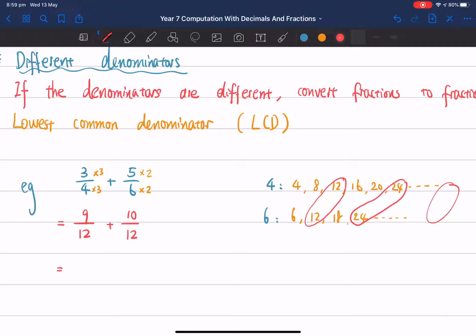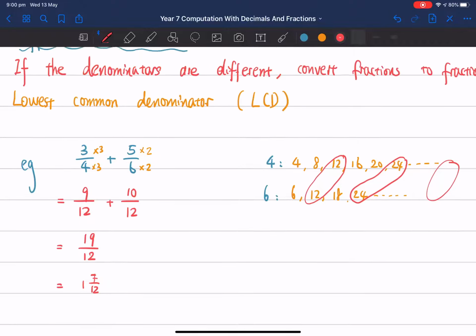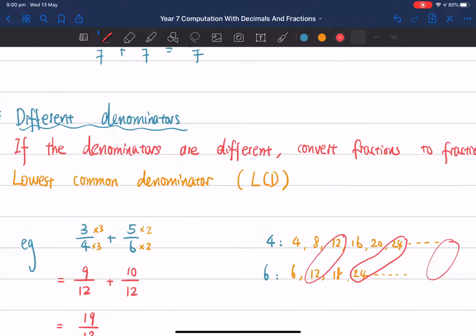All right, so after you finish this, what you can do is simply add the numerators together and you get 19 over 12. Do we need to simplify the answer to a mixed numeral? Well, I guess at this stage, yes, you need to. But eventually later on, you don't have to worry about it. I actually prefer the improper fraction to a mixed numeral. Okay, all right. So that's how we do it with different denominators.